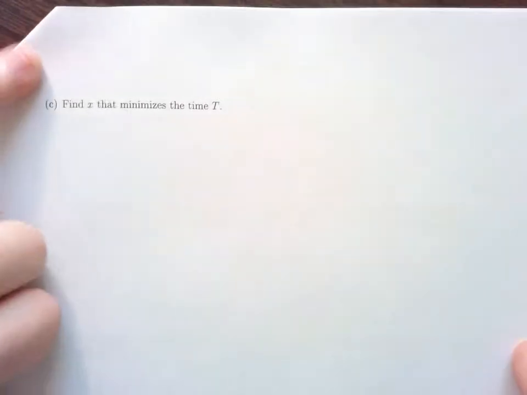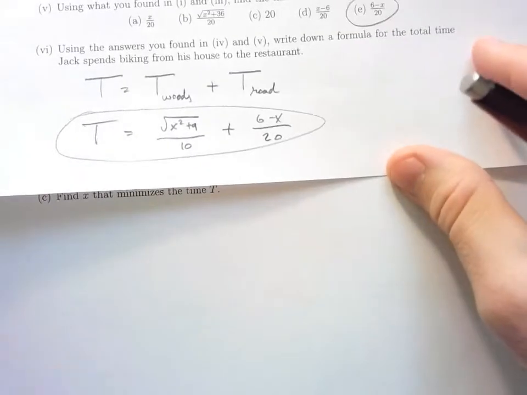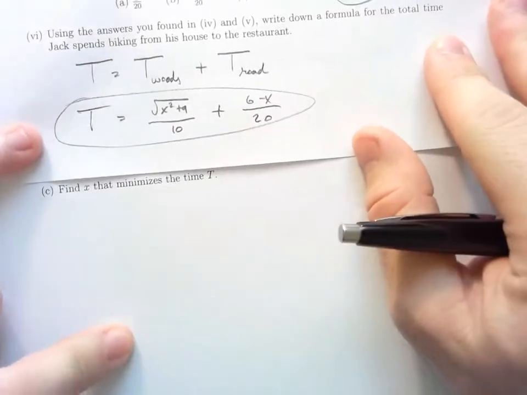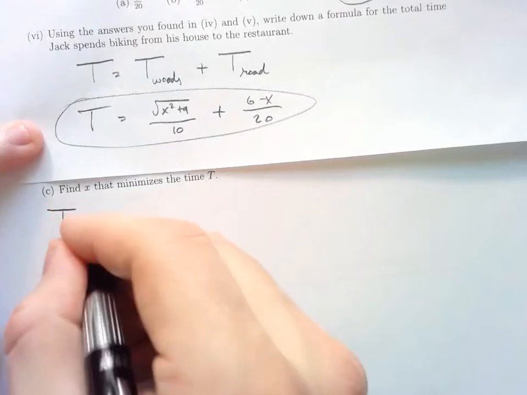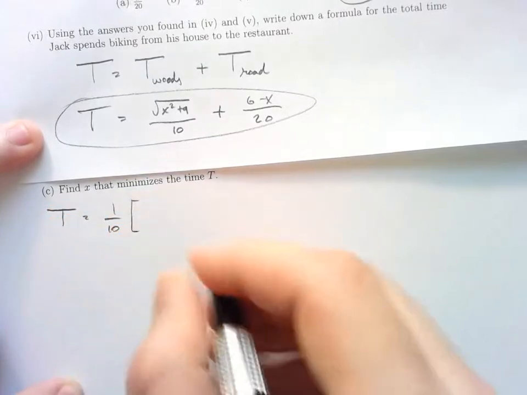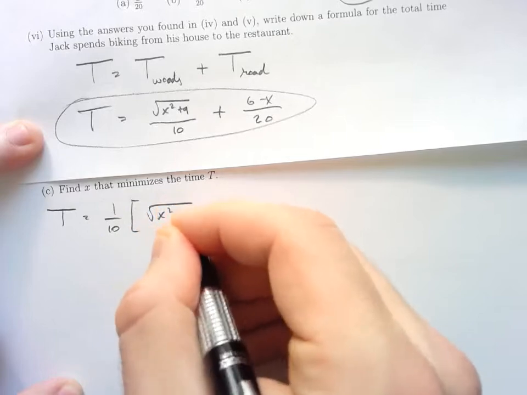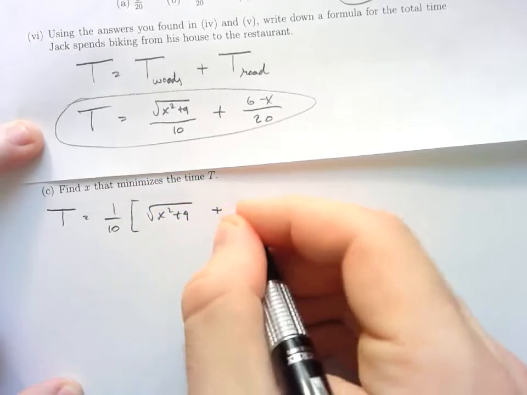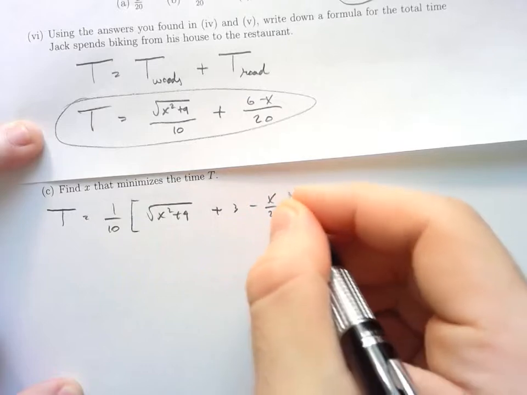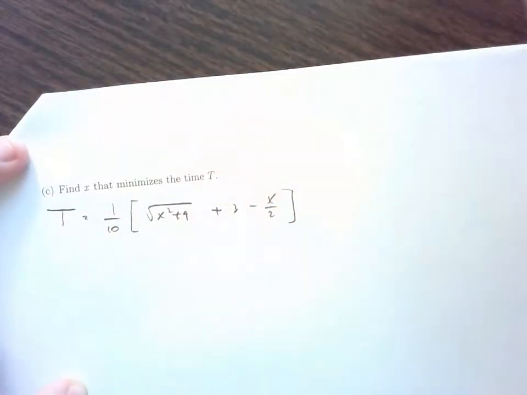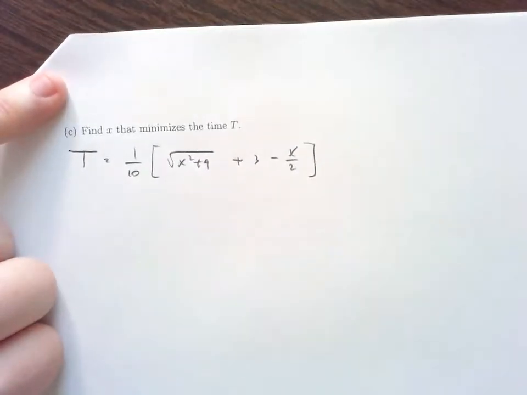And now let's take a look at part C, which is asking us to actually find the value of x that minimizes time. So again, I'm going to use what I had on the quiz earlier. This was the formula, so let's rewrite it. T is 1 over 10 square root of x squared plus 9, plus (3 minus x) over 2. And I want to find the derivative of this in terms of x so that we can find the minimum of the function.